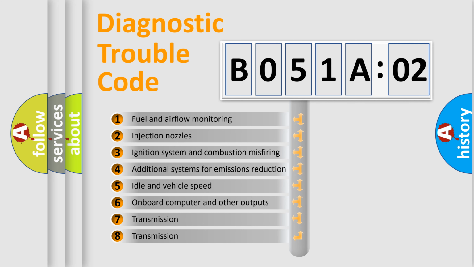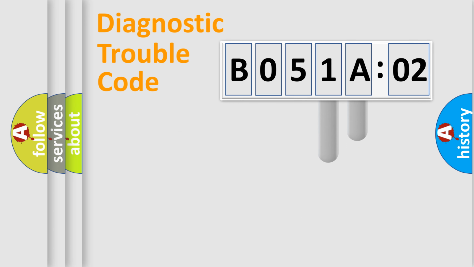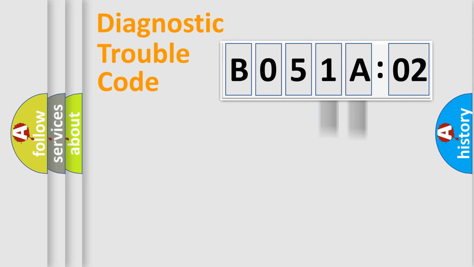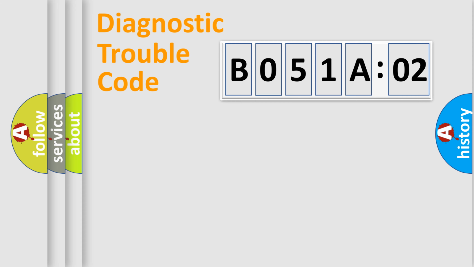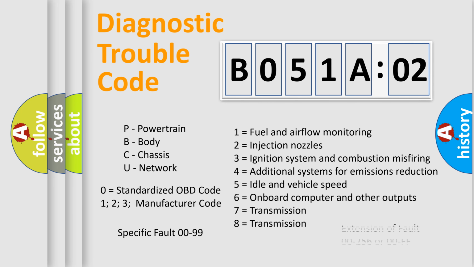The third character specifies a subset of errors. The distribution shown is valid only for the standardized DTC code. Only the last two characters define the specific fault of the group. The add-on to the error code serves to specify the status in more detail, for example, a short to the ground. Let's not forget that such a division is valid only if the second character of the code is the number 0.